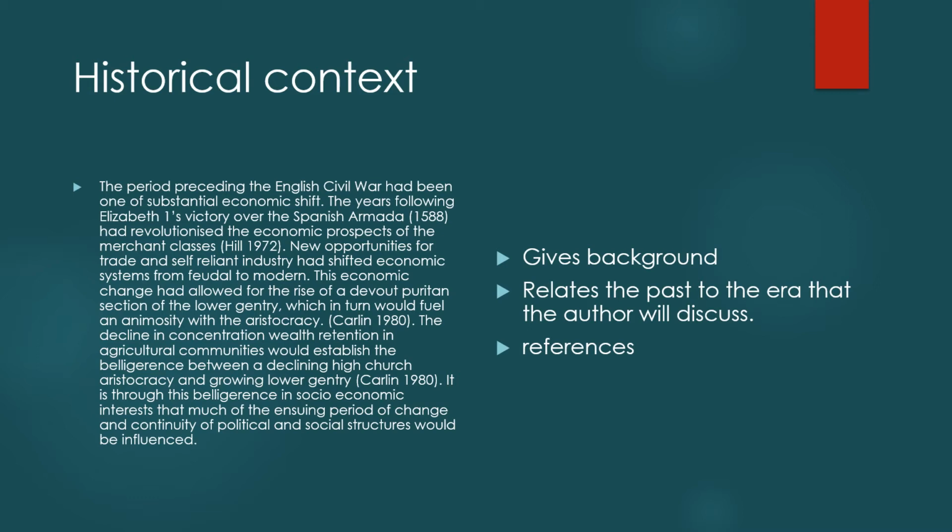Carlin, 1980. The declining concentration, wealth retention in agricultural communities would establish the belligerence between a declining high church aristocracy and growing lower gentry. Carlin, 1980. It is through this belligerence in socio-economic interests that much of the ensuing period of change and continuity of political and social structures would be influenced.